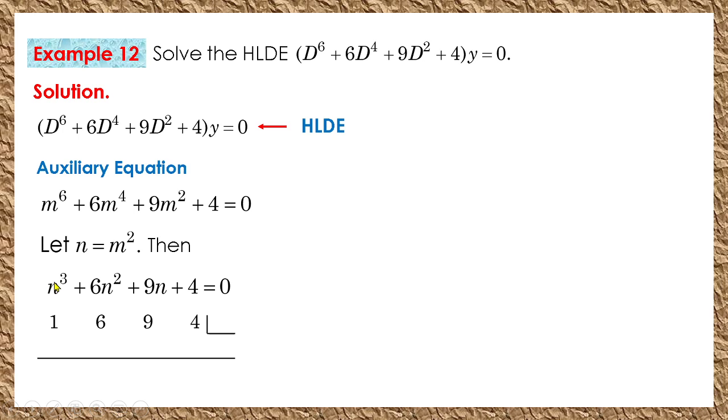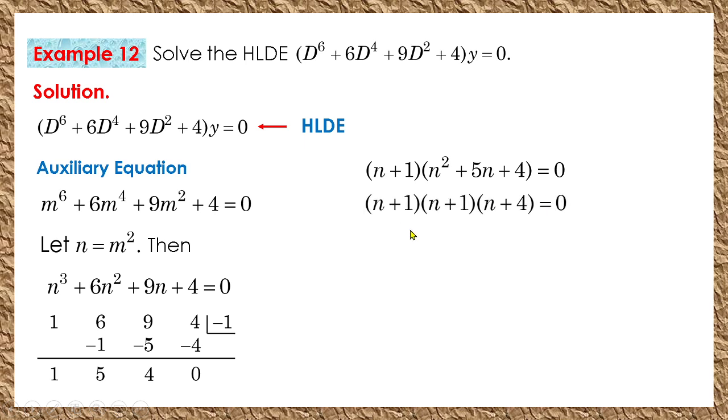Kasi lahat yan positive. Huwag na kayo magsasubstitute ng positive. Negative ang itatry nyo na, kasi ang goal nyo mag-zero. O, try natin ang negative 1. Negative 1 plus 6 times 1, that is 5. Plus negative 9, negative 4. Plus 4, 0. Bring down, multiply, add, multiply, add, multiply, 0. O, quadratic na to. Madali na yan. N plus 1, N squared plus 5N plus 4. N plus 1, ito ang factored form, N plus 1, N plus 4.